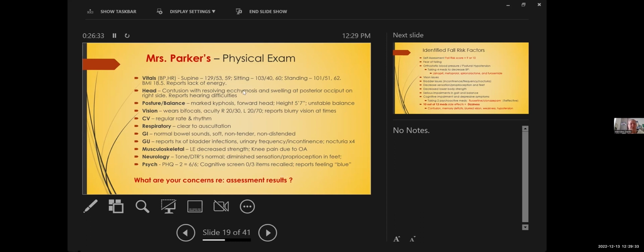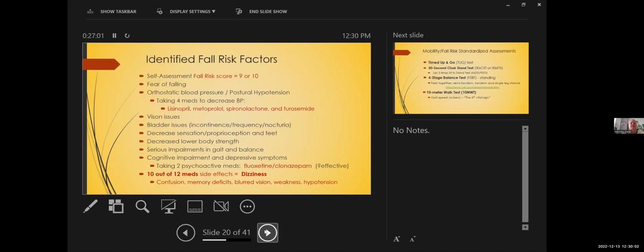I kind of pointed them out to you: the orthostatic hypotension, she got a good knock on the head. She's unstable in her balance, has some visual problems, some urinary problems that could hasten her going to the bathroom, causing some fall risk. And definitely the cognitive screen, the 0 out of 3, kind of puts us into some concern. Sorry, I did your homework for you on that one.